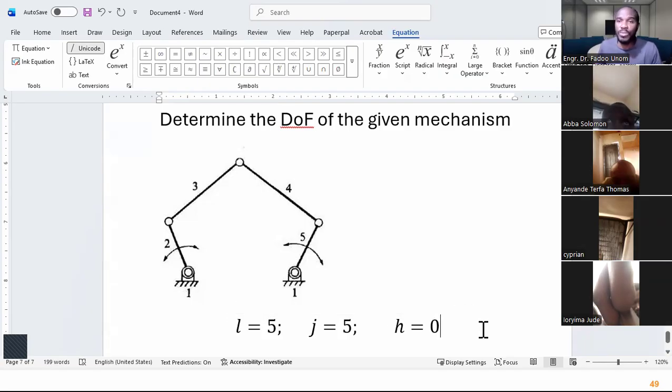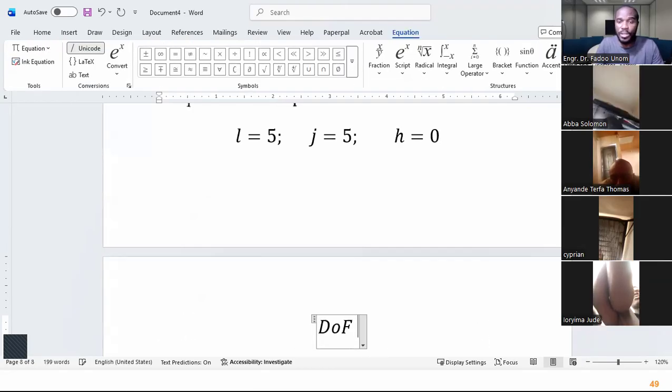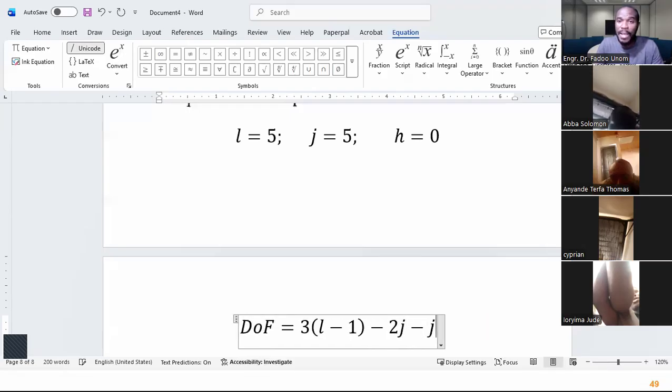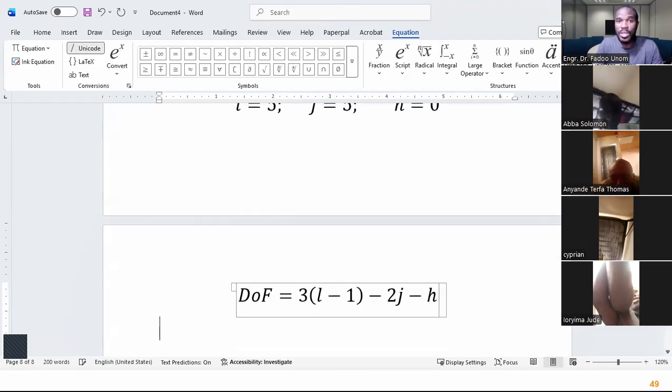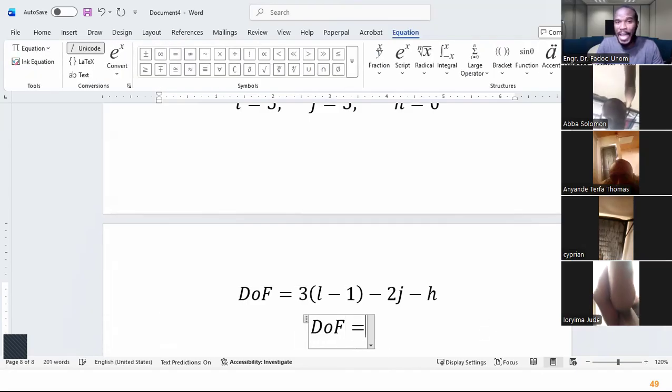So this should be pretty straightforward to find the degree of freedom. The degree of freedom can be found by this equation: 3 into (L minus 1), minus 2J, minus H, right? So the degree of freedom for that mechanism is going to be 3 bracket open. How many links are there?